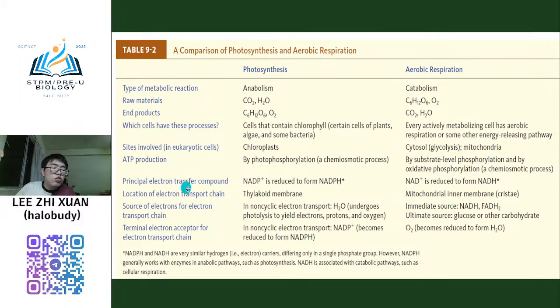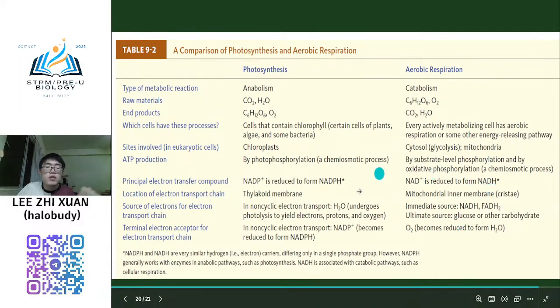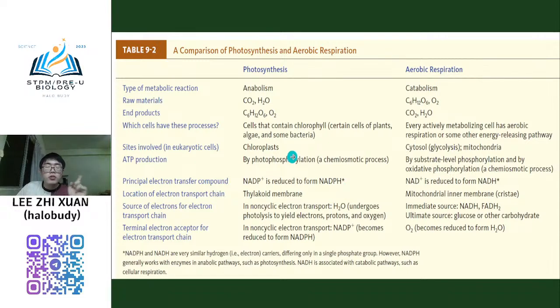And then the electron carrier involved in photosynthesis is NADP. And for aerobic respiration, it only involves NADH. It doesn't have the P, it doesn't have phosphorus. P is for phosphorus. Photosynthesis involves a phosphorus molecule, but aerobic respiration does not.